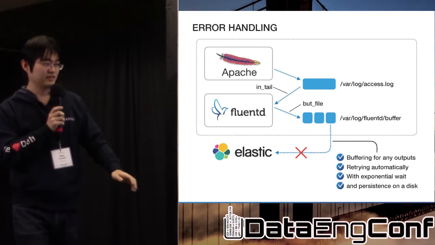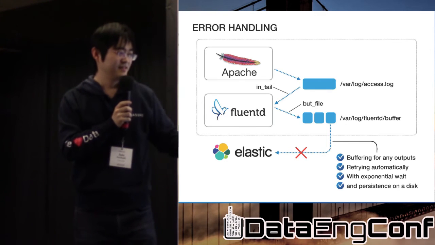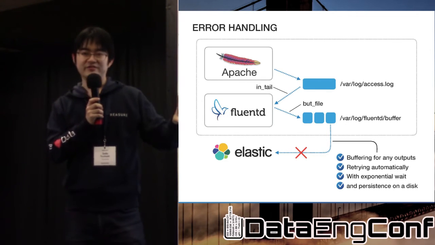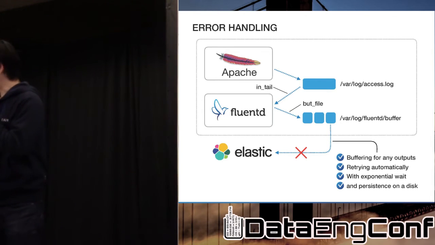And here, again, if this is unstable, Fluentd retries the sending. It guarantees at least once. Of course, it has exponential backoff so that it doesn't cause too many problems.